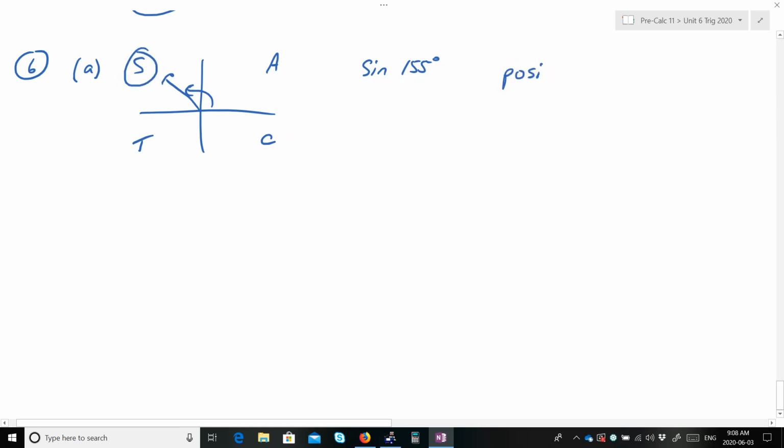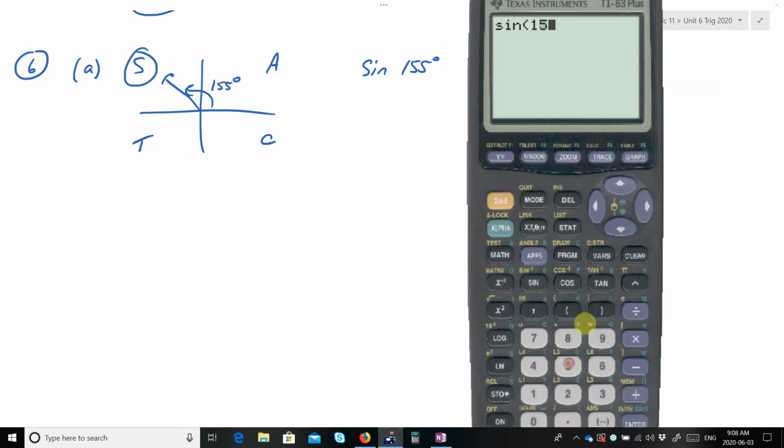It says, without using a calculator, state whether each ratio is positive or negative. So this is using the cast rule. 155 degrees would be like that. And so sine is positive in that quadrant, and it's asking about sine of 155 degrees. See how that S sign is positive in that quadrant, we would get a positive result for sine 155. Okay, we can check if you want. See how that's a positive result.